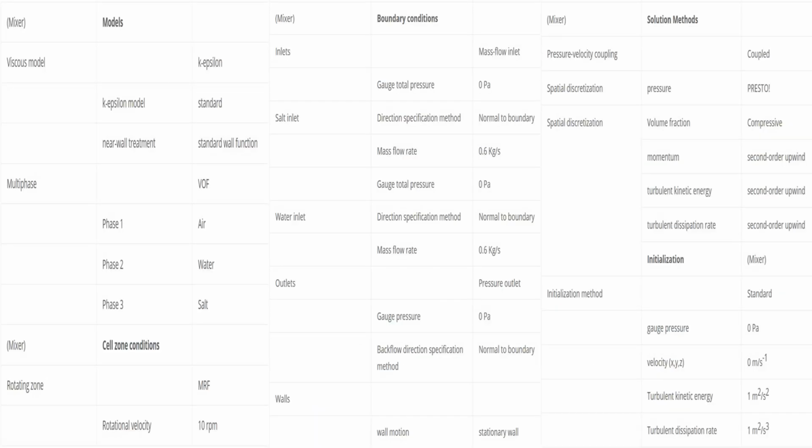The applied settings are recapitulated in the following tables as a review.